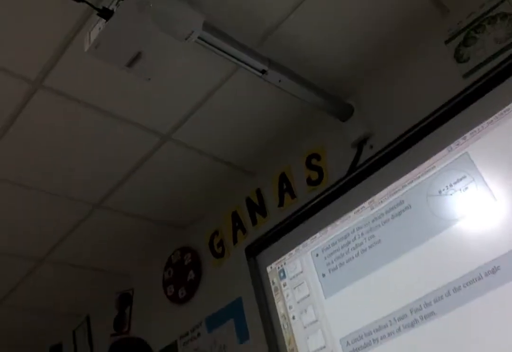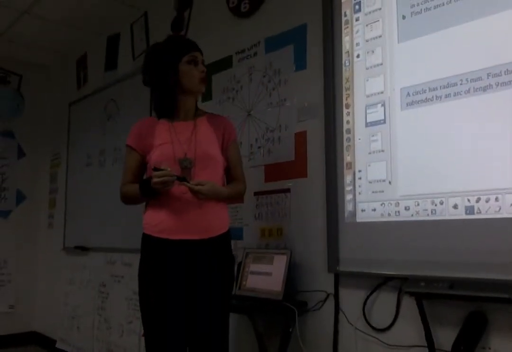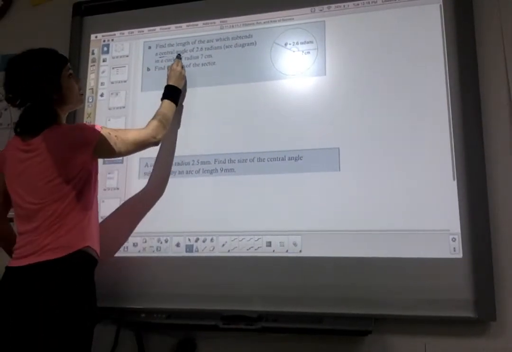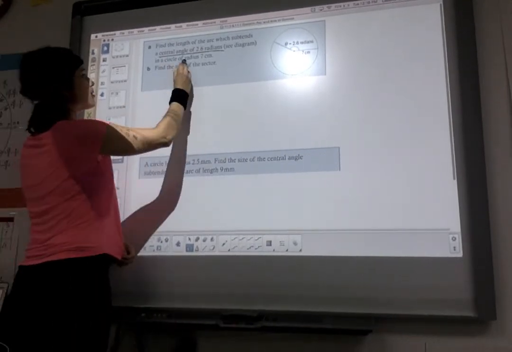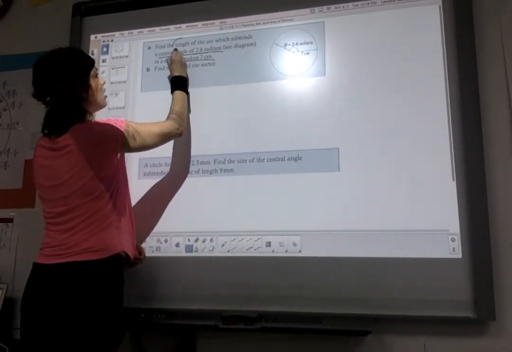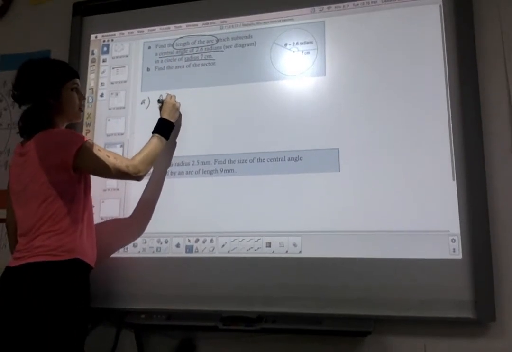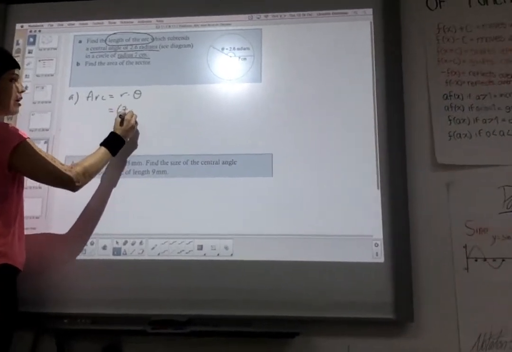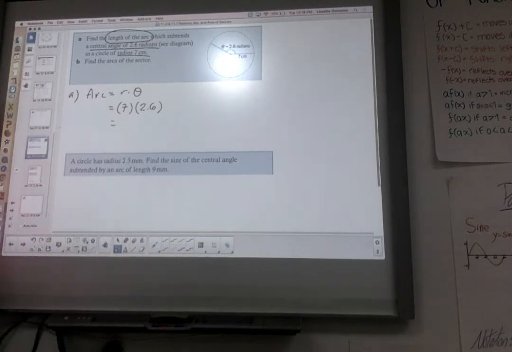Alright guys, so if you know the formulas, you could just plug in. So part A, if the central angle is 2.6 radians, that's great because it's already in radians, and the radius is 7, what is the length of the arc? So what's the formula? Arc length equals r theta. R is 7 and theta is already in radians, 2.6. So you just do this in your calculator and you're done. 18.2.